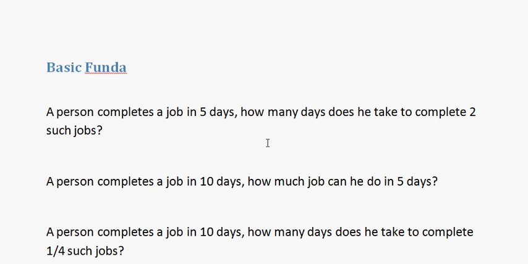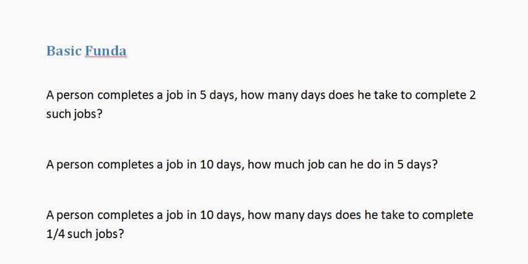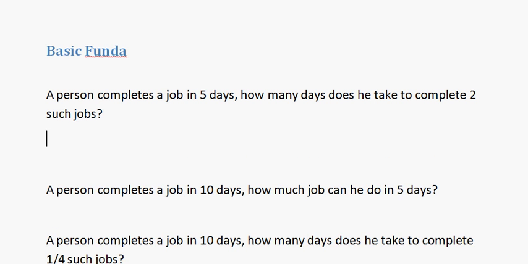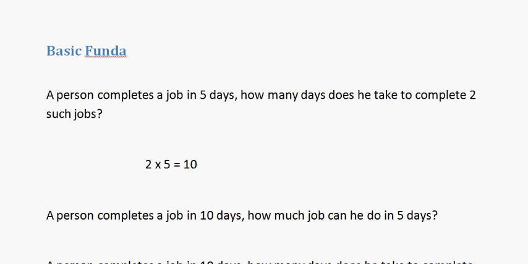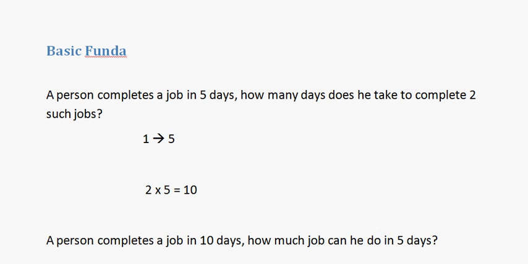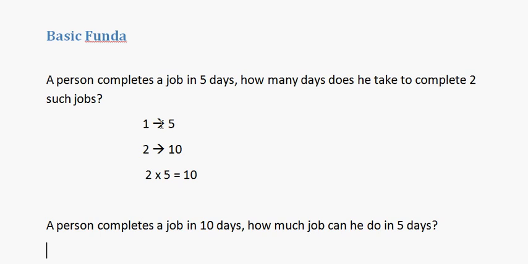So before introducing any formula or something like that, let's understand few things through some questions. So first question says a person completes a job in 5 days. How many days does it take to complete 2 such jobs? So for example, you complete a program in 5 days. If you want to write 2 such programs, how many days would you take? You would take 2 multiplied by 5, which is equal to 10 days. So this is simple chain rule. One job takes 5 days, 2 jobs would take how many? Simple 10 days, right? This is simple chain rule.